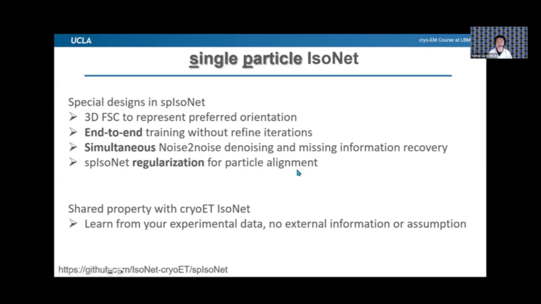This is similar in concept to a flush regularization. You put the neural network in between the particle alignment, so it helps the particle alignment. It has a shared property with the cryo-tomogram isoNet: it only learns from experimental data. There's no external information provided, so it becomes more trustworthy than other algorithms that modify your density through training from protein data. This single particle isoNet only uses your experimental data set.